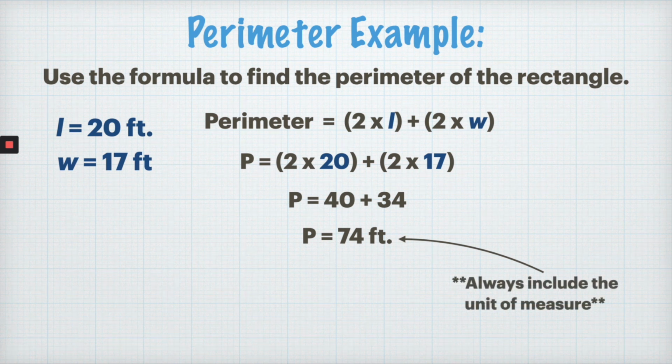Okay, so you always want to do that. And I want to see these steps when you do your formulas. I want you to write this step, perimeter. You don't have to spell out perimeter. You can just put P equals 2 times L plus 2 times W. And then P equals 2 times the length, whatever length it is. Here's 20. And 2 times the width, which is 17. And then multiply those out. You get your answers, your products. And then you get your sum of 74 feet, and always include your unit of measure.